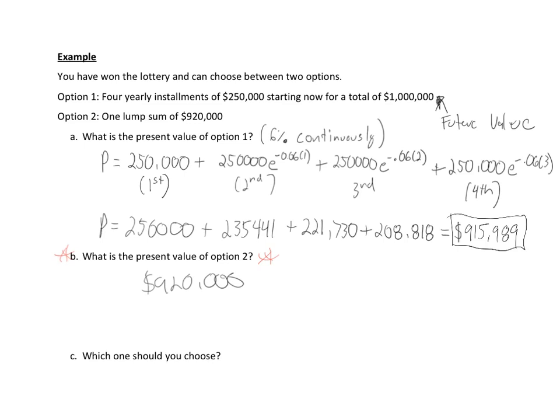So option 1 is really worth $915,989 to us, and option 2 is worth $920,000 to us. So we should actually choose option 2, and the reason is because it has a greater present value.